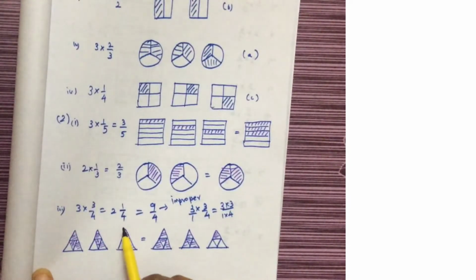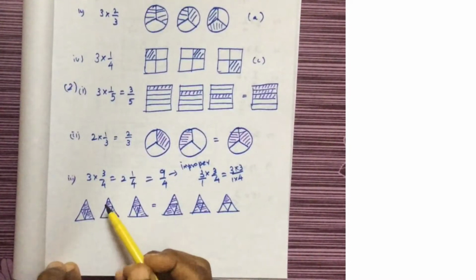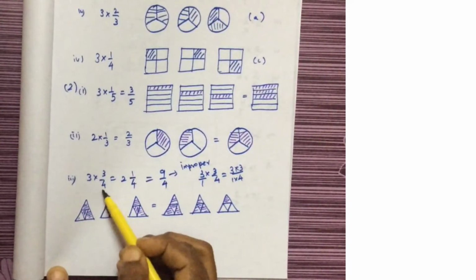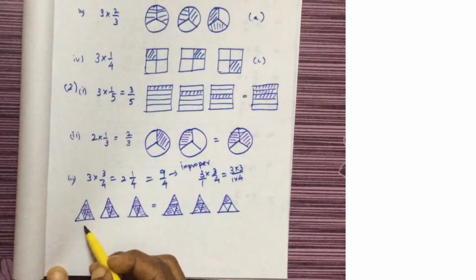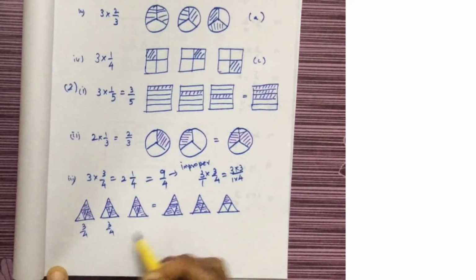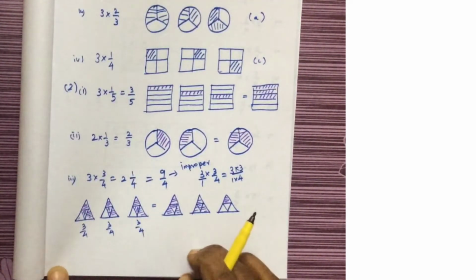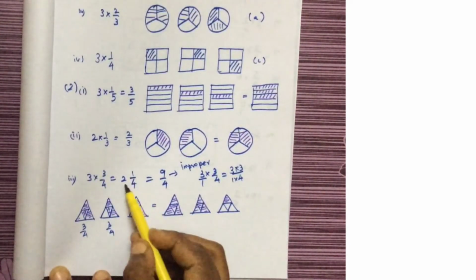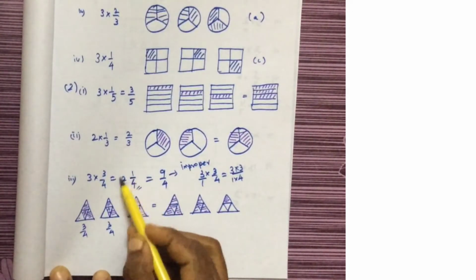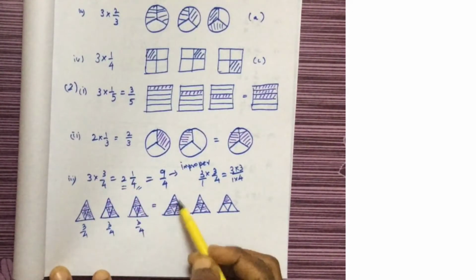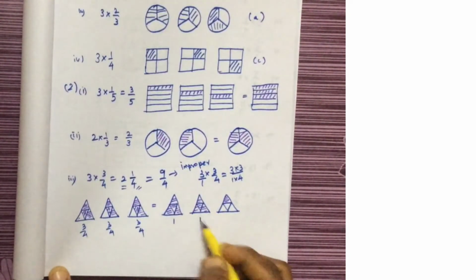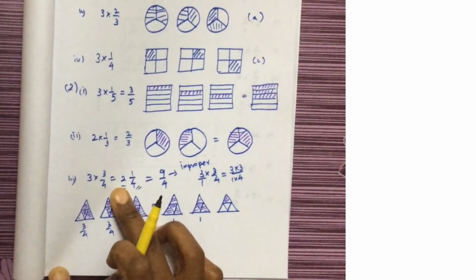How to represent this: 3 by 4, you see here there are 4 parts, 1, 2, 3, 4. Out of these 4 parts, 3 parts are shaded. So it is 3 by 4, 3 by 4, 3 by 4. So 3 by 4 is added 3 times. That is equal to 2 1 by 4. This 2 is a whole part. So we have to draw complete figures 2 times and shade the entire thing. This is 1, this is 1. So 1 plus 1, that is 2.